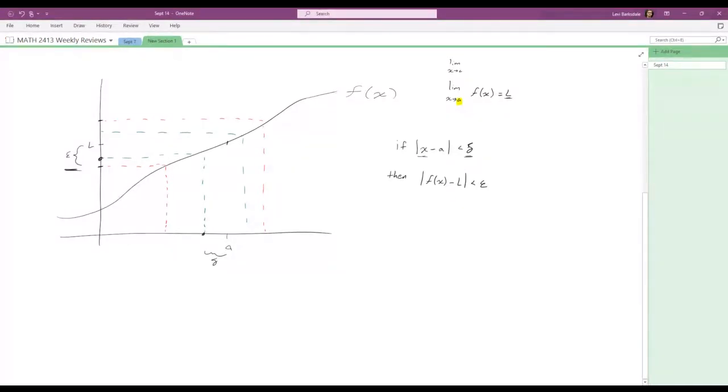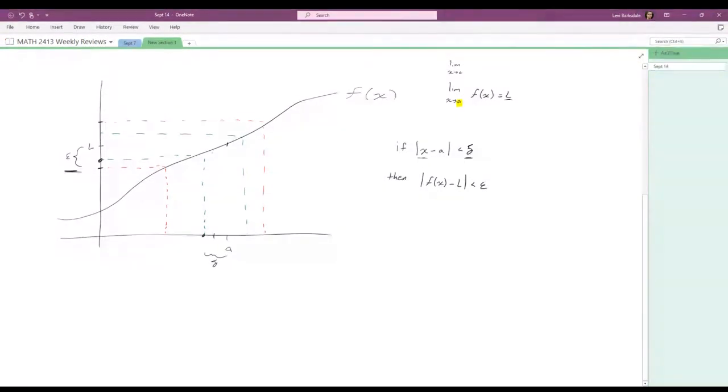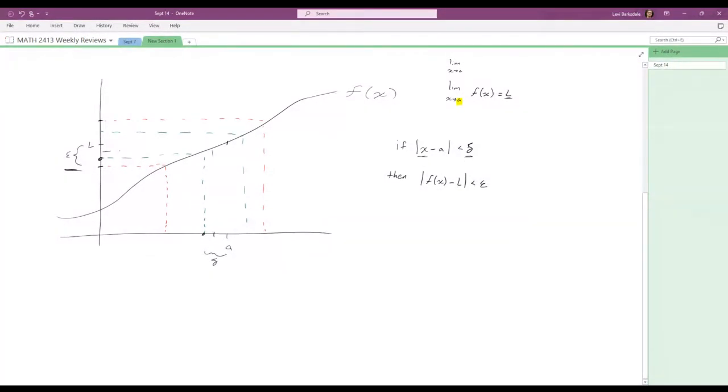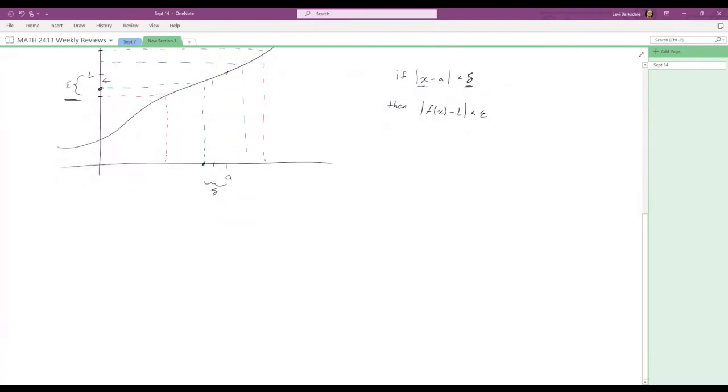All right, cool. So here is our if-then statement. Whenever we have an x value within our x range, it maps to a y value within our epsilon range. Now, this is all still fairly abstract, so maybe let's do an example with it, because examples really help solidify things.